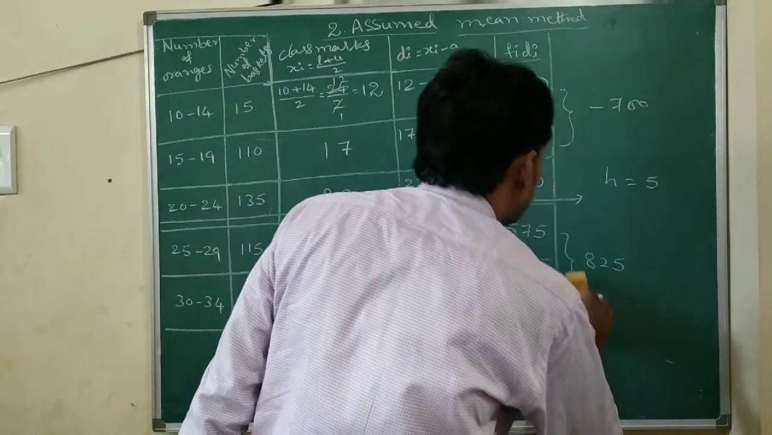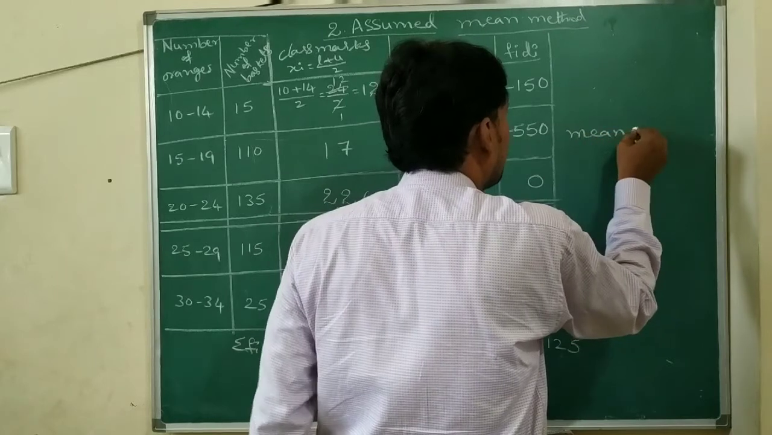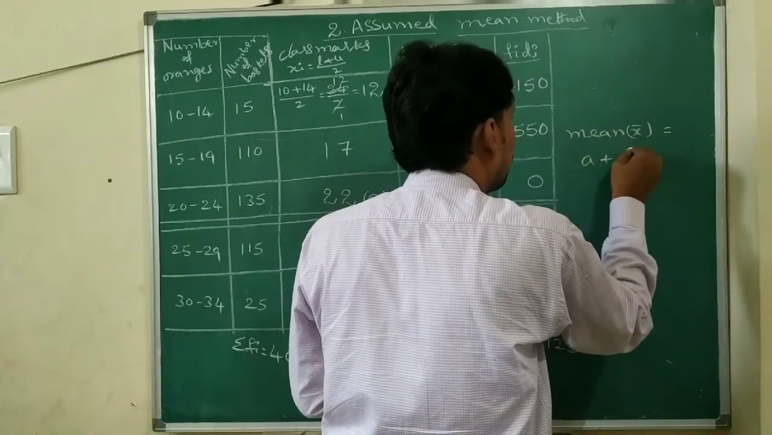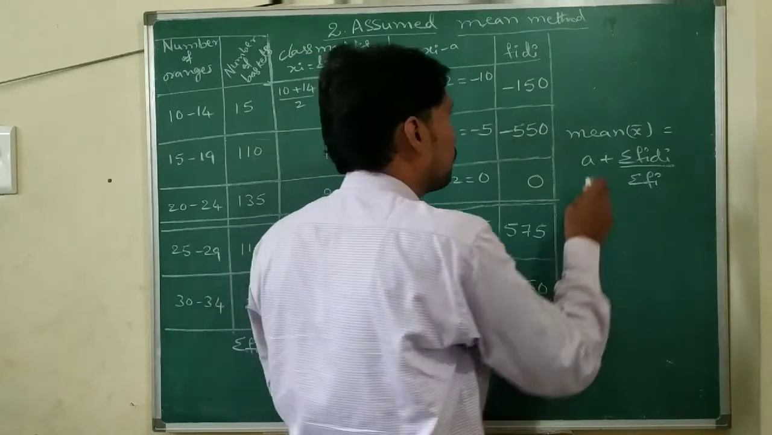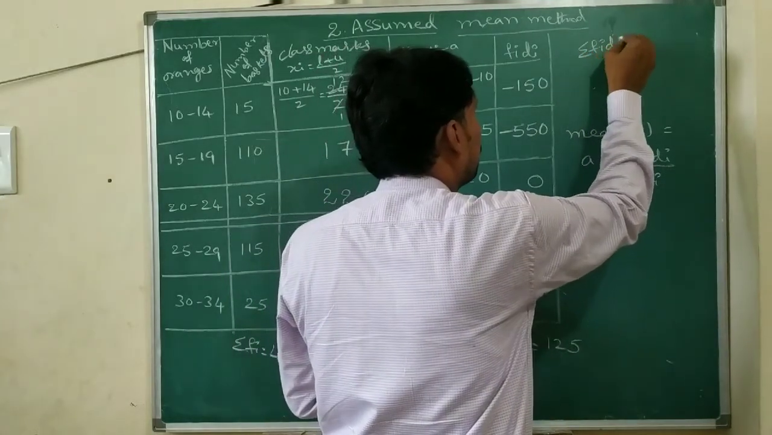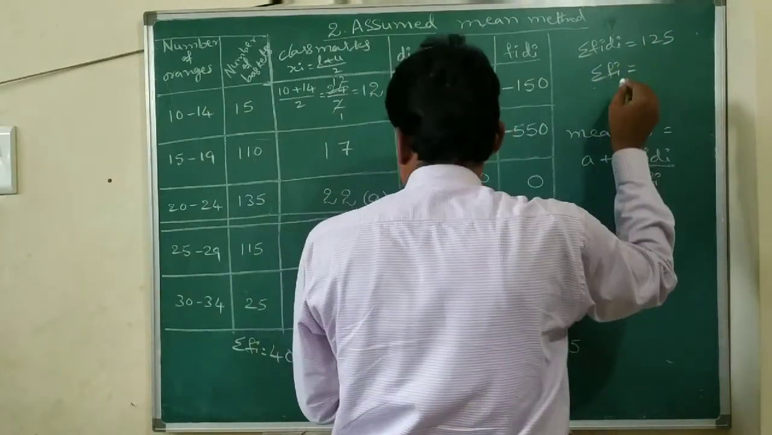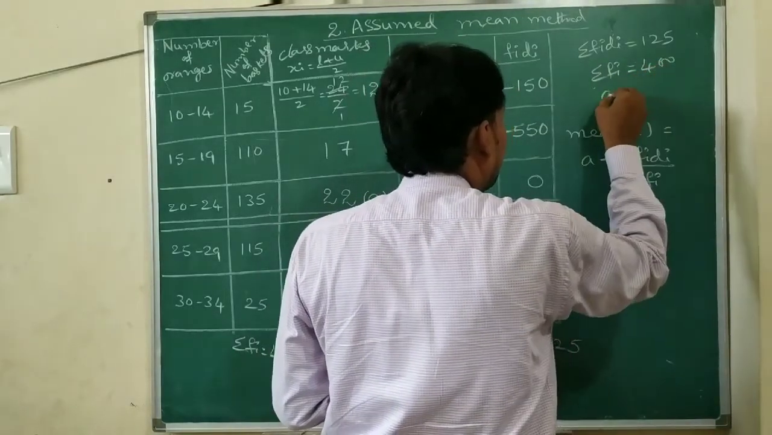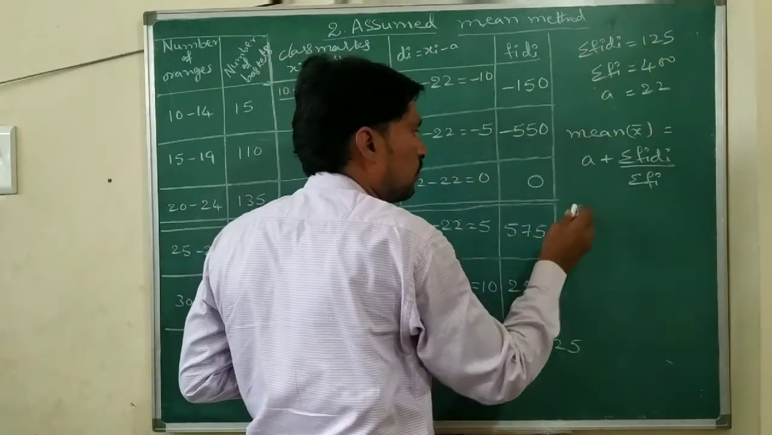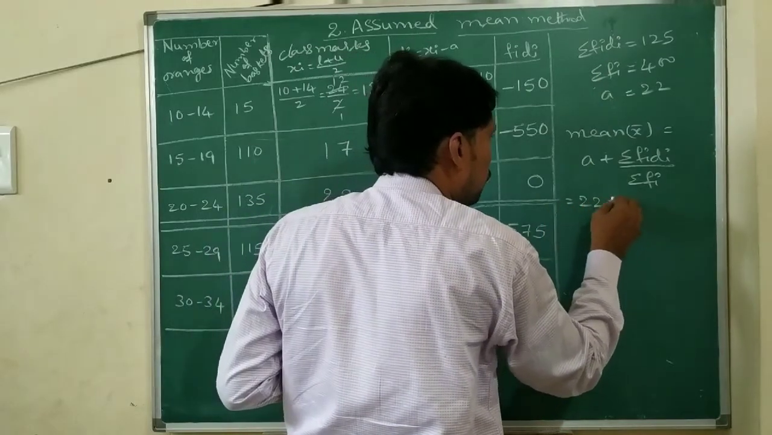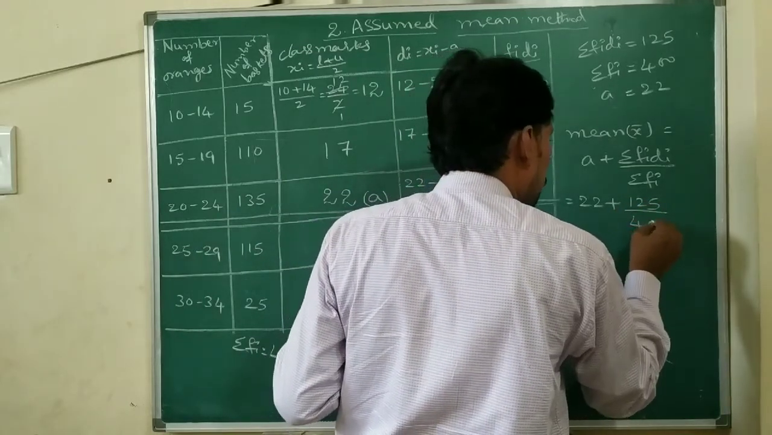Now we need to take the formula. Mean x bar equals a plus sigma Fi Di by sigma Fi is the formula. Sigma Fi Di value we got is 125. Sigma Fi value we got is 400. And what A value did we assume here? 22. Now you can substitute all these values in the formula to get the answer. So A value is 22 plus sigma Fi Di, which is 125 by 400.